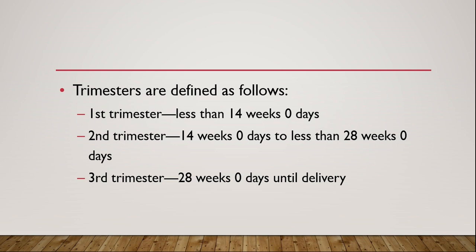So let's start first with your trimester, which you can see there. Trimesters are defined as follows. First trimester is less than 14 weeks, 0 days to less than 14 weeks. Second trimester is 14 weeks up to less than 28 weeks. And your third trimester is 28 weeks up to delivery. So in my highlight, anything below 14 is first, 14 to less than 28 is second, 28 and above is your third trimester.